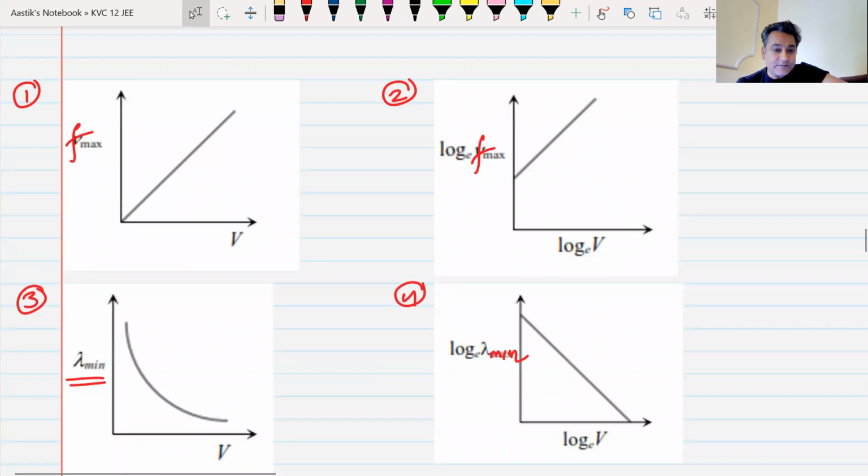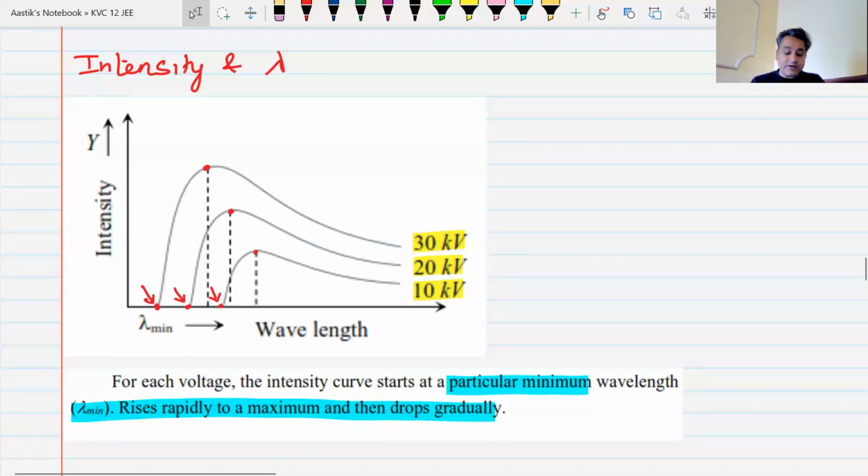There are 4 types of different graphs between frequency and operating voltage, between log of frequency and operating voltage, between minimum wavelength and operating voltage, and log of minimum wavelength and operating voltage. Yes or no? Yes, sir. Then we had seen one more graph between wavelength and intensity at different operating voltage. We have seen that when the operating voltage increases, wavelength decreases.